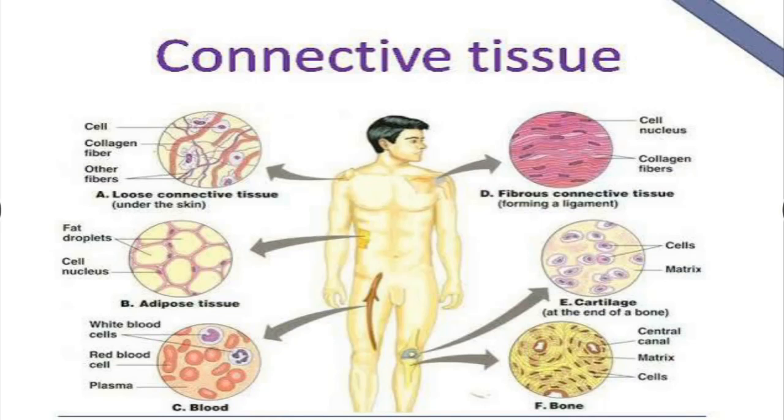So connective tissue consists of loose connective tissue, that is the areolar tissue, adipose tissue, blood, fibrous connective tissue, cartilage and the bone. Fibrous connective tissue consists of the ligaments and tendons.